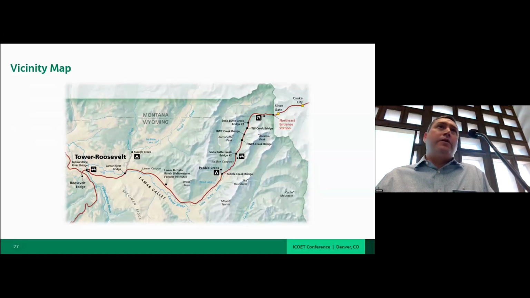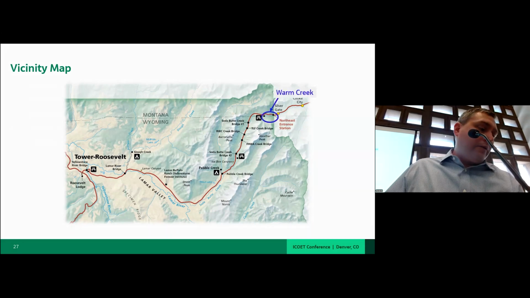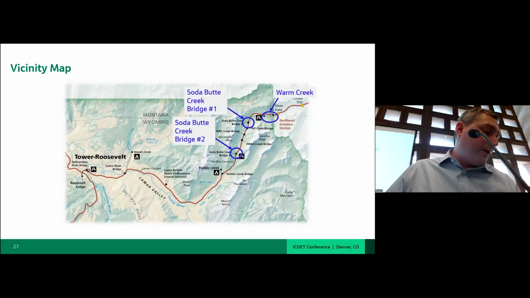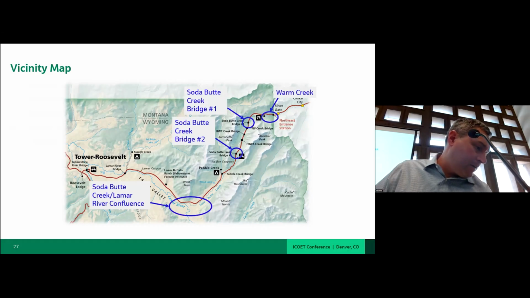So we chose 4 locations. This is also along the Northeast Entrance Road for various reasons to take a look at the future hydrologic conditions within the hydraulic models. We looked at Warm Creek near the Northeast Entrance, Soda Butte Creek Bridge 1 and 2, where the Northeast Entrance Road crosses Soda Butte Creek. And then we looked at the Soda Butte Creek Lamar River confluence.